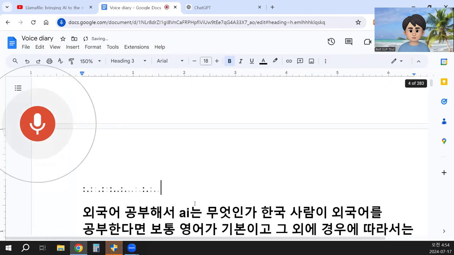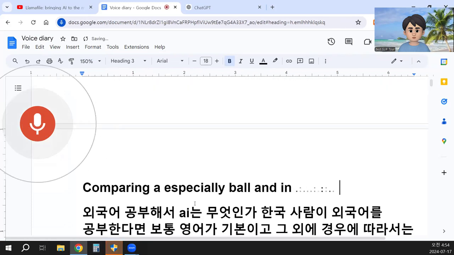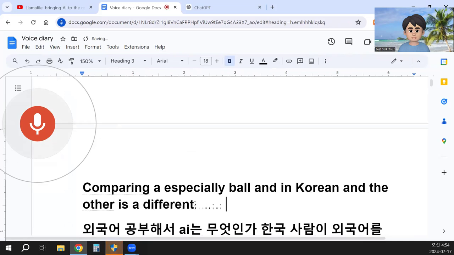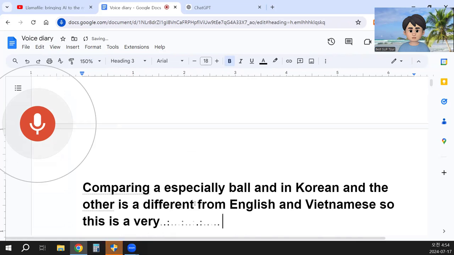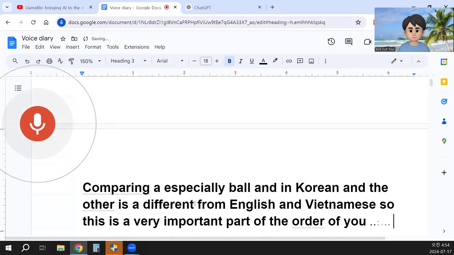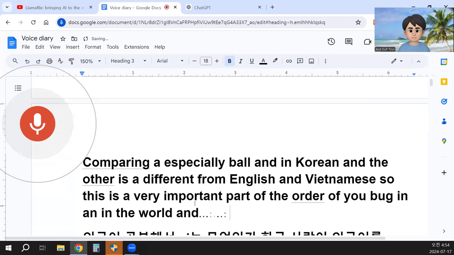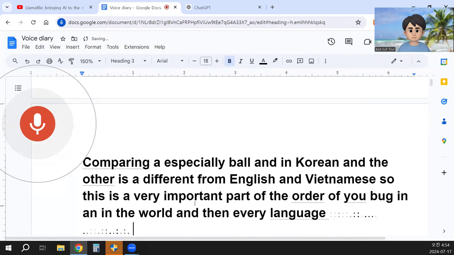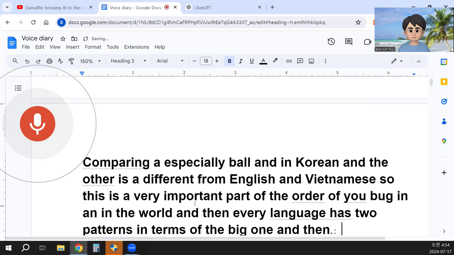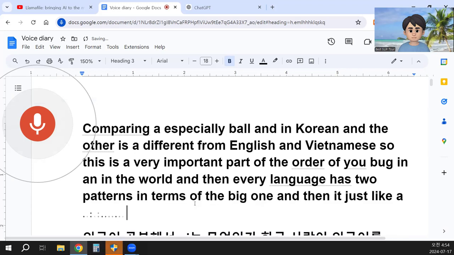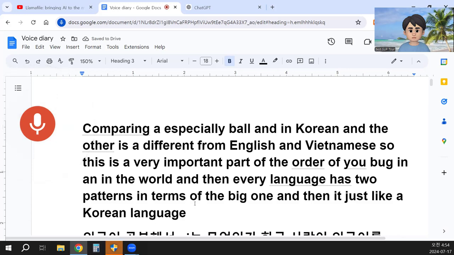Comparing especially verbs in Korean, the order is different from English and Vietnamese. So this is a very important part of the order of verbs in the world. Every language has two patterns in terms of the big one. In Korean, the end of the verb in the sentence is the one, and the combination of subjects and verb is the other one, or others maybe.